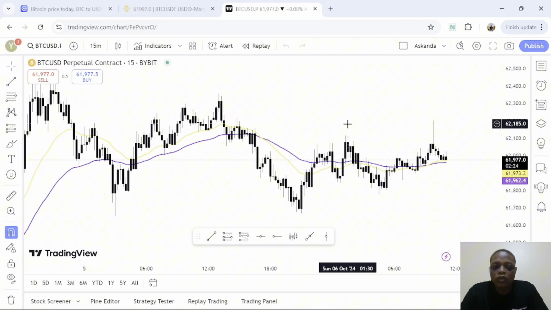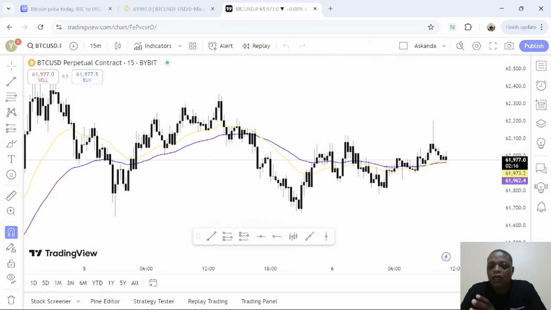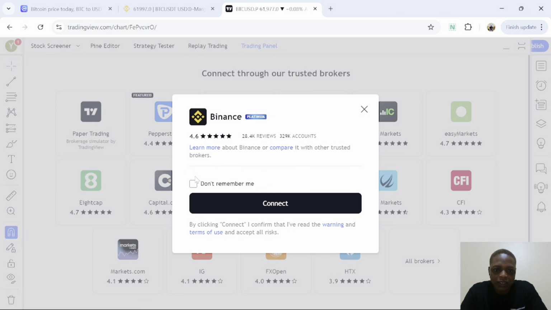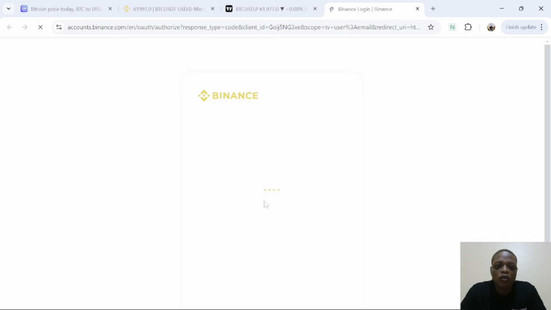So for example, now we are going to add our Binance account to our TradingView wallet. To do this, check down below on the right hand side. Click on the maximize panel. When you click on the maximize panel, you are going to click on Binance. When you click on Binance, you click on connect. If you are trading on OKX too, you can use OKX to do this. So I'll just click on connect.